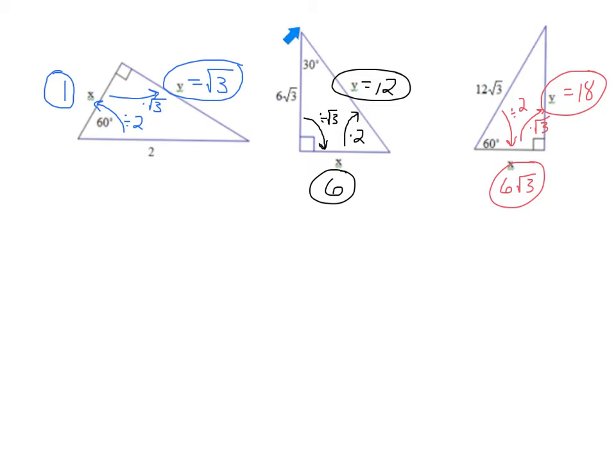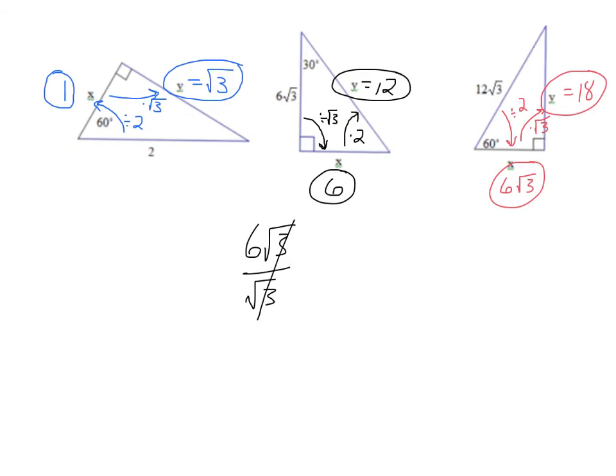Next one, I've got 6 square roots of 3, that's my long leg. I need to find my short leg. Going from a larger measurement to a smaller one, long to short, you divide by the square root of 3. 6 square roots of 3 divided by the square root of 3, the easiest way is to cancel the square roots of 3, because they're the same. So that's why I got 6 for my short leg. Then with 6 for my short leg, you multiply by 2 to get to your hypotenuse. So I ended up getting 12.